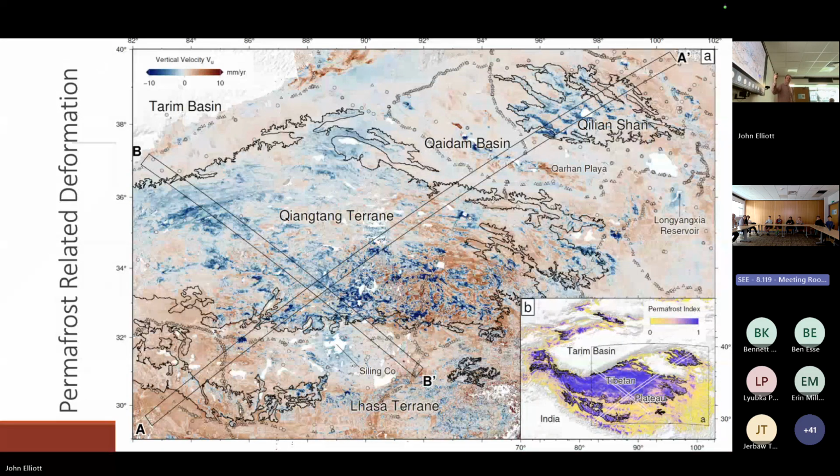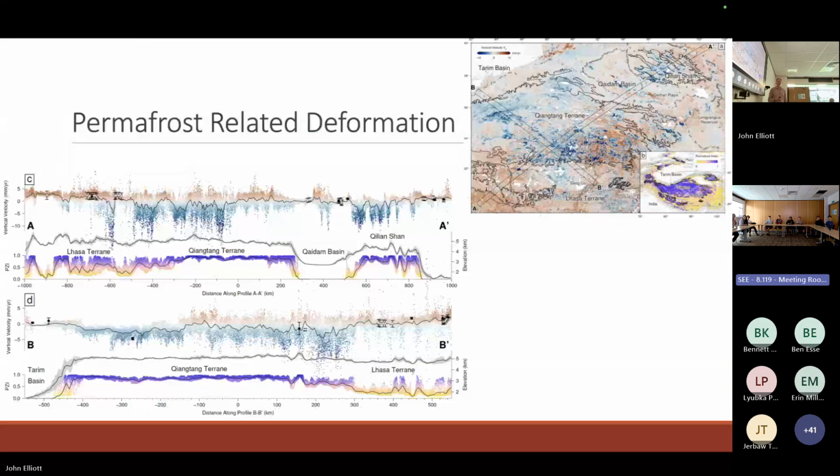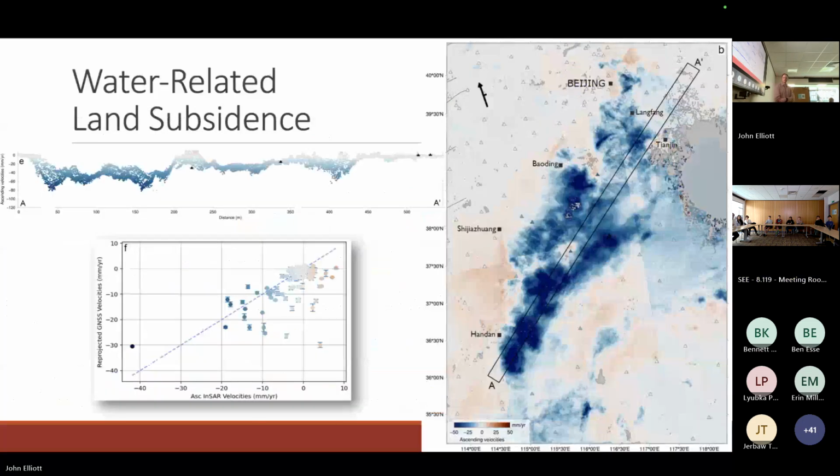So that's something to watch out for here, Tian Shan, other places that have this near surface effect where it's cold. And we can see that if we try and look at the vertical, the noise is quite large across these permafrost regions, making it really quite hard to measure. Vertical deformation is always going to be a much smaller fraction of the horizontal deformation in this area.